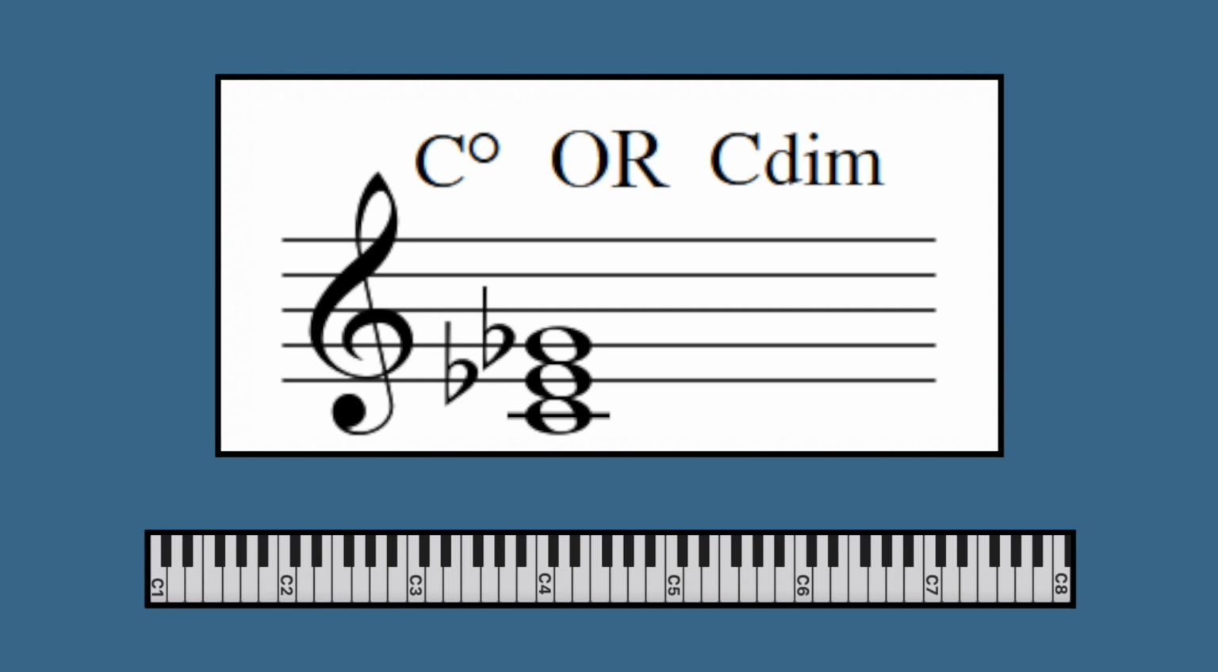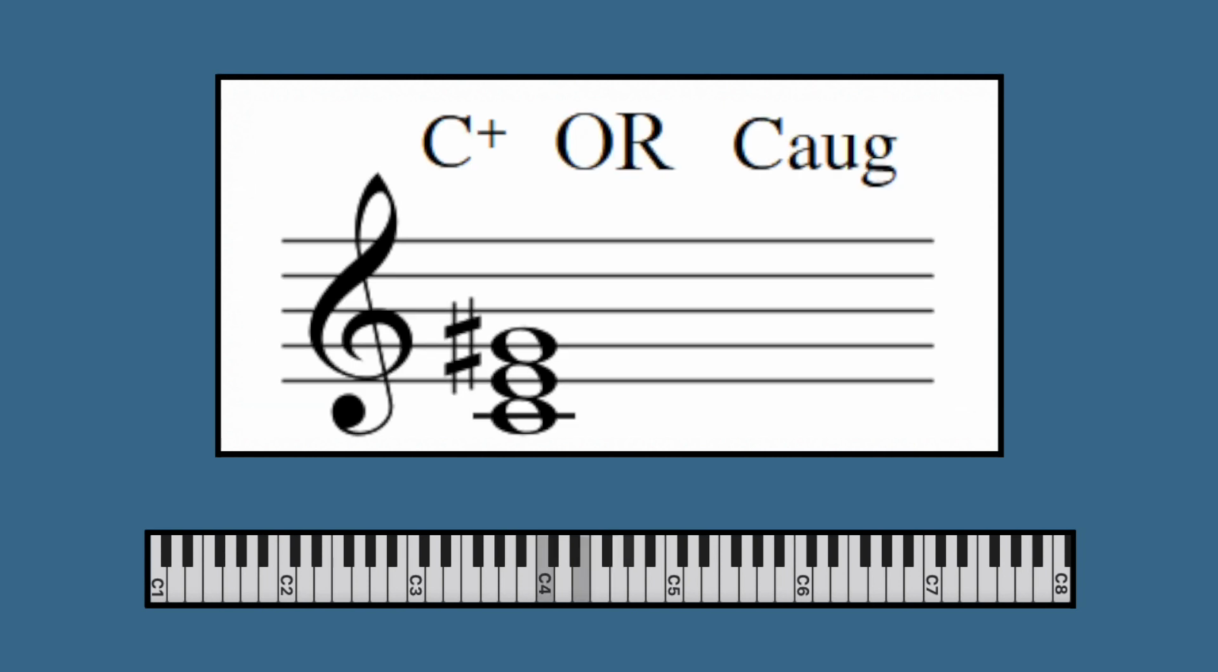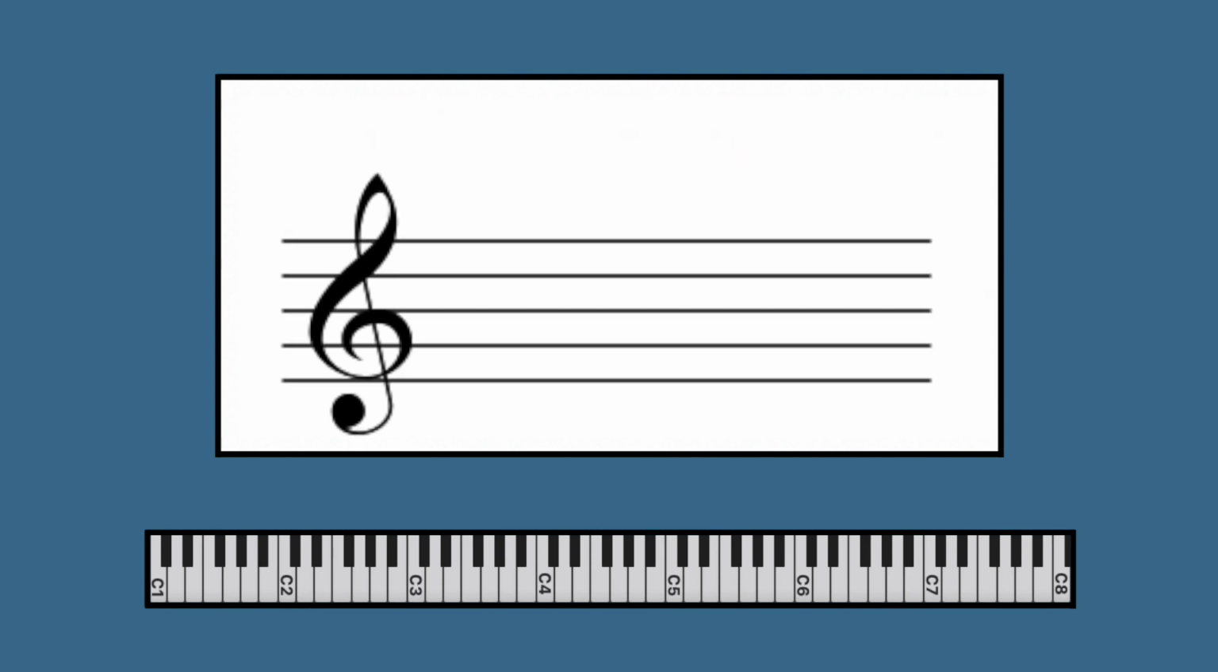Now if you take a major chord and raise the fifth, you get an augmented triad, shown by the letter followed by a plus sign or AUG. Now we can start adding more notes. Since chords are built up by thirds, our next chord extension is the seventh. There are 6 basic types of seventh chords.